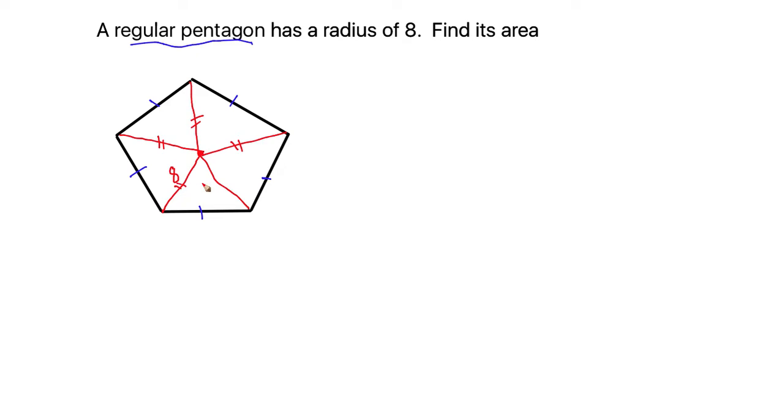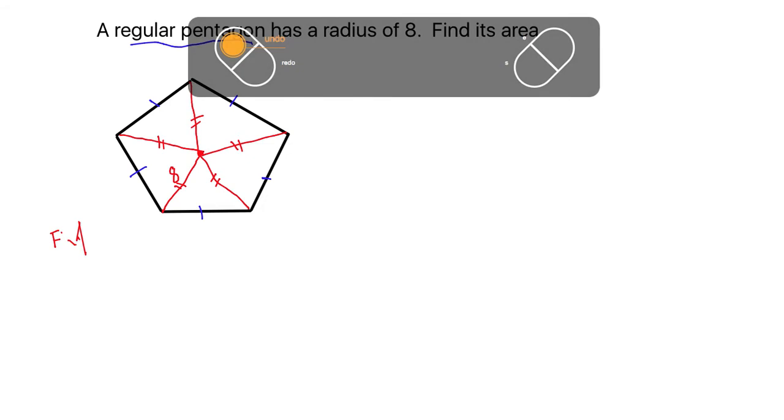Our goal now is to figure out the area of this shape. Let's approach it in a very systematic way. Notice here that the area of the pentagon is equal to the area of these 5 triangles, but the 5 triangles are all the same size. So all we really need to do is figure out the area of one triangle. Let's find the area of just one triangle.